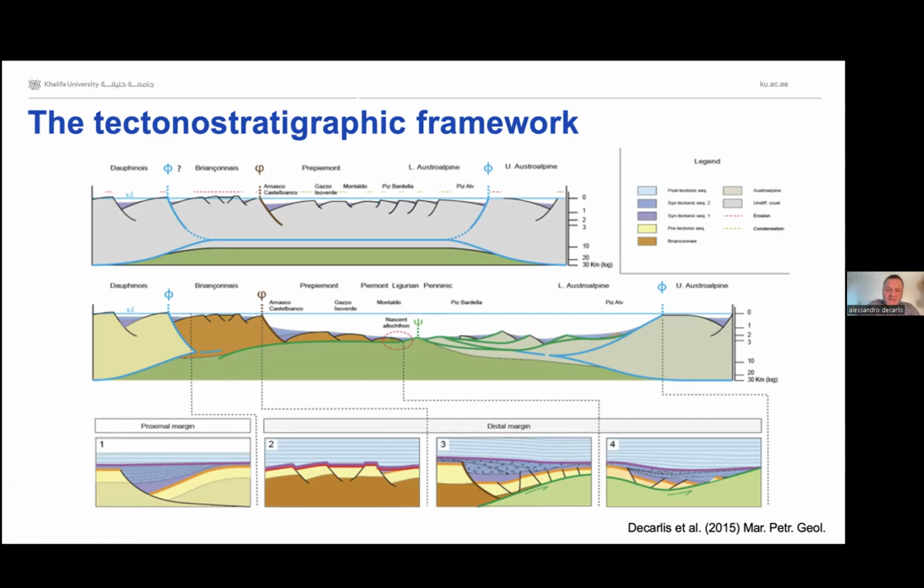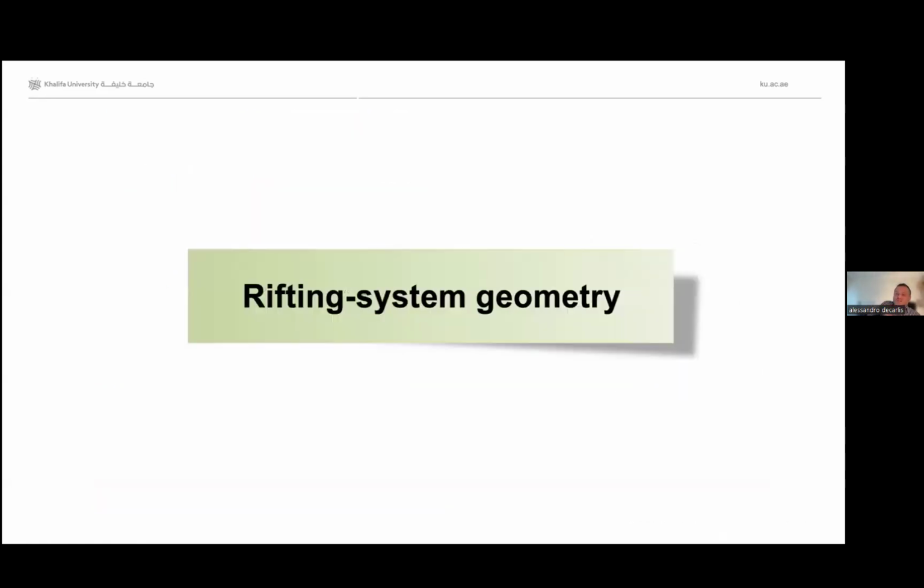So this helped us to define the geometry and give measurements to the margin of the Alps at that time, and helped us to assess the correct weight, for example, for each domain that we are exploring: the proximal margin, the, let's say, distal margin, and the exhumed domain. But we also learned that some other complications arose.